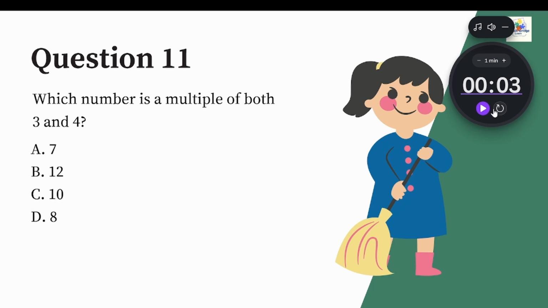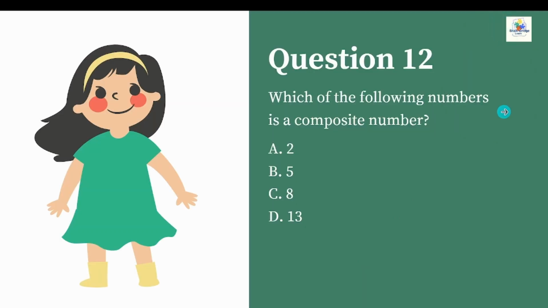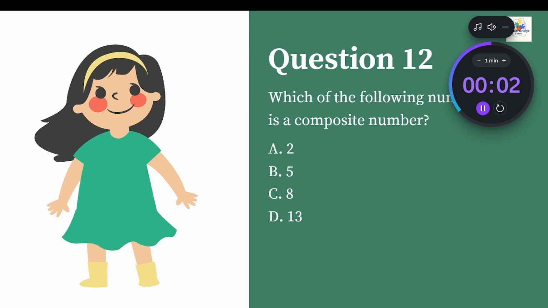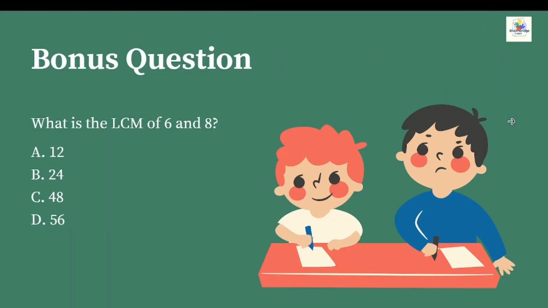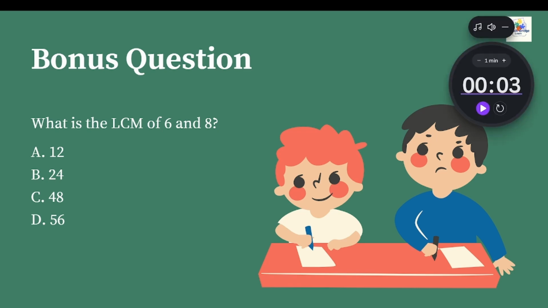Next question. Which number is a multiple of both 3 and 4? A. 7, B. 12, C. 10, D. 8. Time start. Next one. Which of the following numbers is a composite number? A. 2, B. 5, C. 8, D. 30. Time's up. Let's move on. Next question. So, this is the bonus question. What is the LCM of 6 and 8? A. 12, B. 24, C. 48 or D. 56?